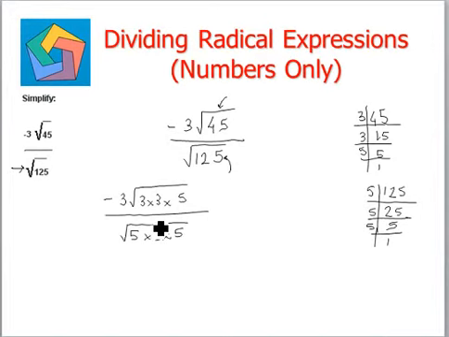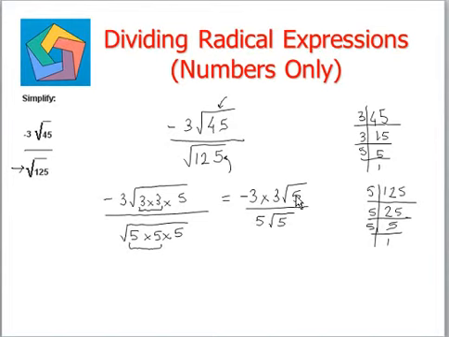So in the numerator, inside the radical, we can pair up these two 3's, and in the denominator, inside the radical, we can group up these two 5's. This is equal to negative 3. Two 3's when they come out become a single 3, and inside the radical we are left with only the number 5. Similarly in the denominator, two 5's can be pulled out as a single 5, and inside the radical we have the number 5. So now here we can cross cancel.